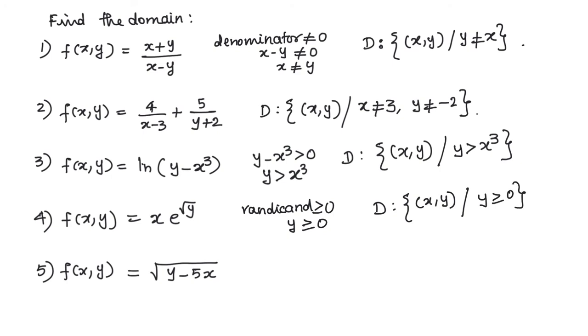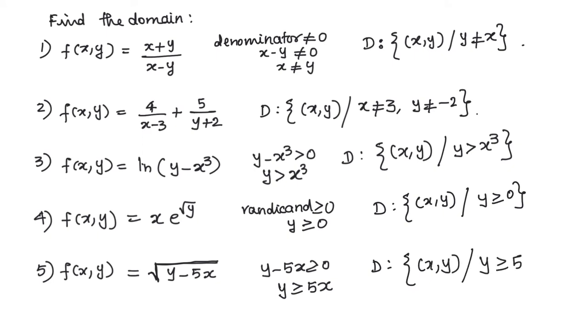Fifth question, this is under the radical sign, so the radicand has to be greater than or equal to 0. So y has to be greater than or equal to 5x. We can write the domain is all the values of x comma y such that y is greater than or equal to 5x.